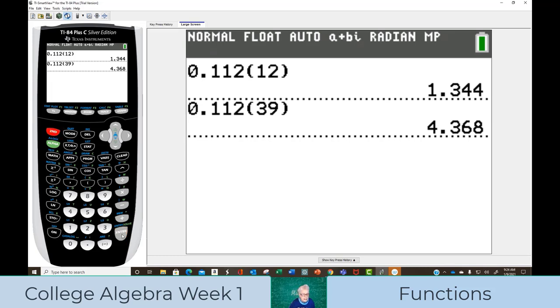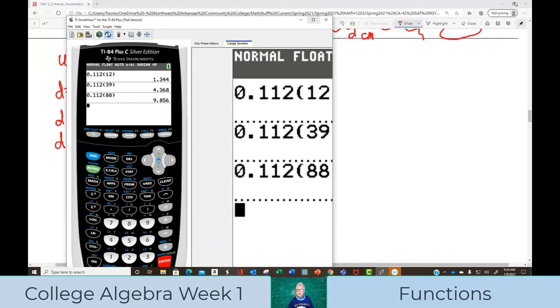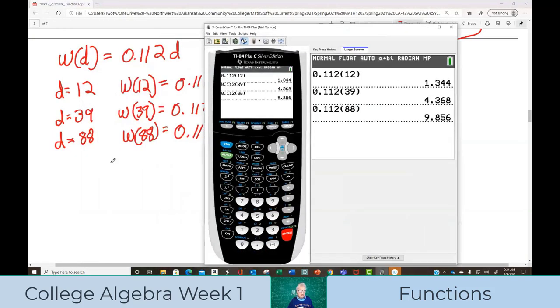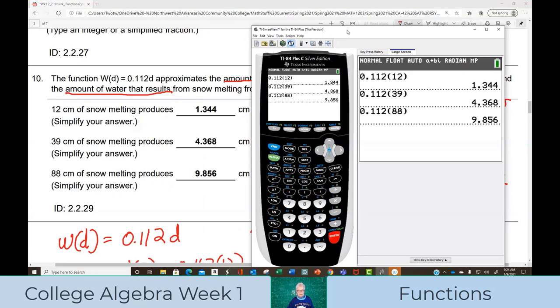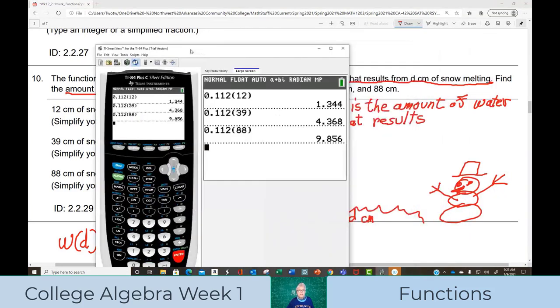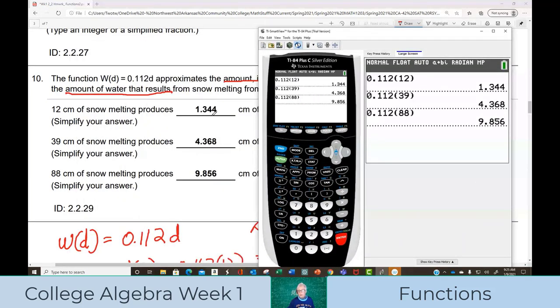So I'm going to go second, enter, back, back, back, delete, delete, 88, close parentheses, enter. There are my three answers. Now all I have to do is see if they match up. Yes, they do. Now these steps are going to be on the video, so you'll see how to do this. So you would put 1.344 here, 4.368 here, and 9.856 here.